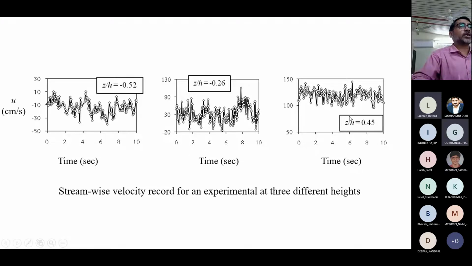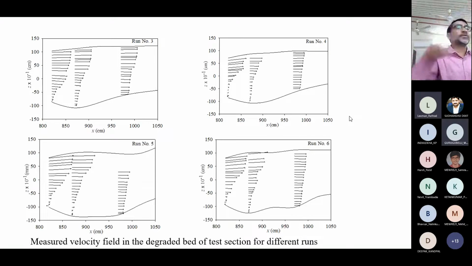So this was the velocity record. Now the same thing which I just spoke about was converted into the vector plot. This line shows the degraded channel bed section in all 4 cases. This was plotted as a vector. Now you can see, as I have just said, that all of these are negative. Here you can see the negative. This is denoting the magnitude of the velocity.